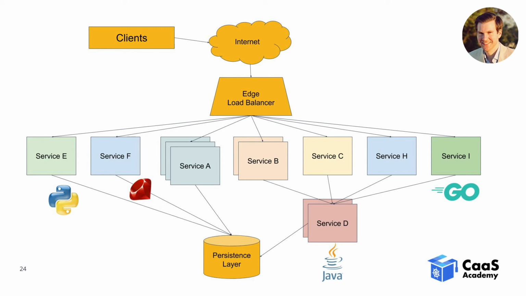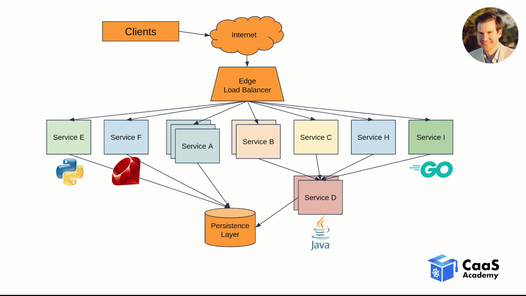So service meshes attempt to simplify this picture by taking the solutions to all of those networking issues, right? The observability, the resiliency, and the security, and moving them out of the application frameworks themselves.